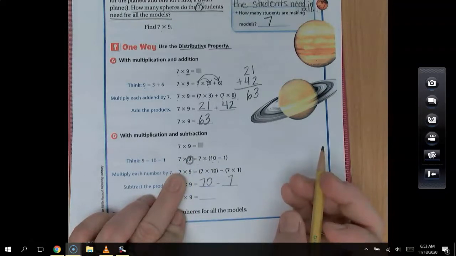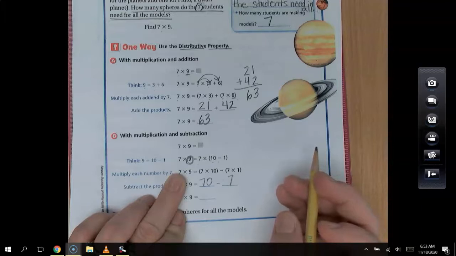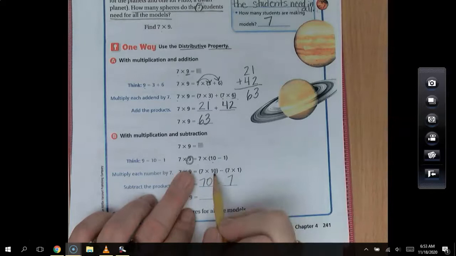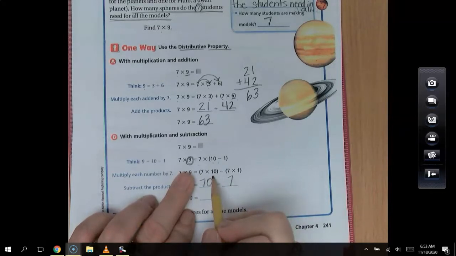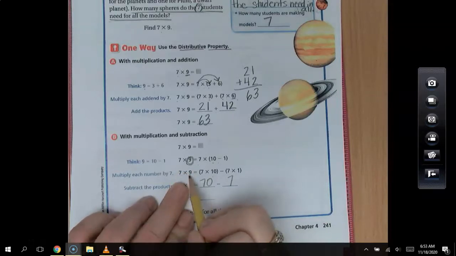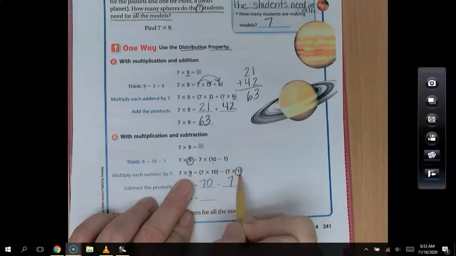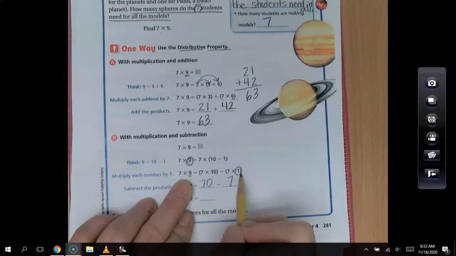Do you see where I got that? 1 less than 10. So if I'm trying to find something easy to multiply, we decided that multiplying by 10 is easy, okay? So that's where we got 70. But I'm not multiplying by 10 here. I need a 9. And I know that 9 is 1 less than 10. So I have to subtract because I'm finding it 1 less than 10. That's where I got the 7. 7 times 1.